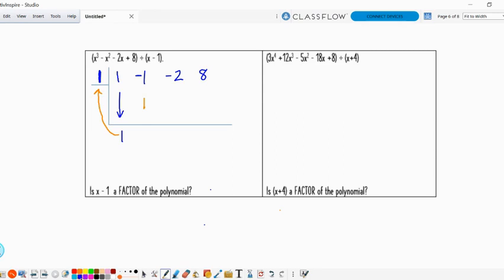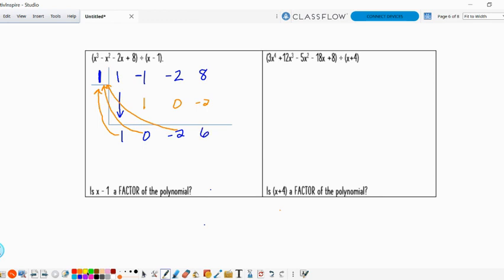Negative 1 plus 1 gives us 0. Multiply again, 0 times 1 gives us 0. Negative 2 plus 0 is negative 2. And then we multiply again, negative 2 times 1 is negative 2. 8 plus negative 2 gives us 6.